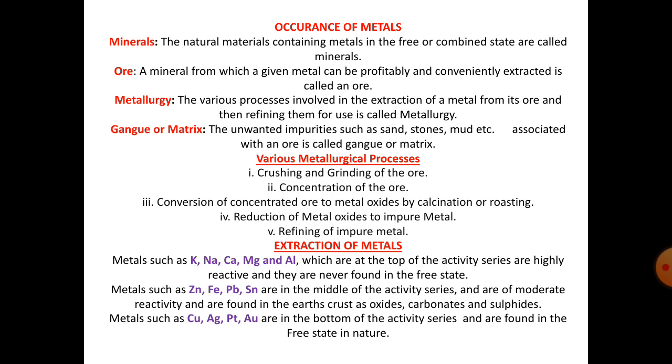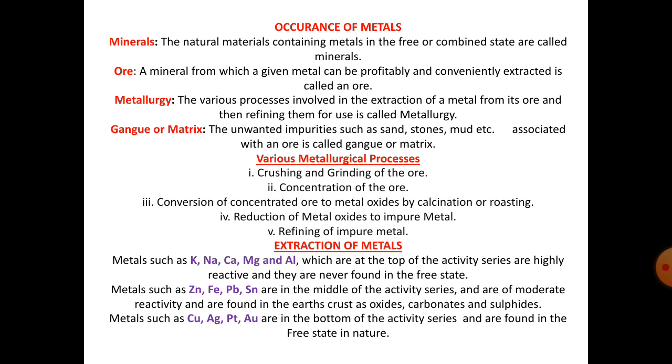The next term which we should understand is called gangue or matrix. The unwanted impurities such as sand, stones, mud, etc. associated with an ore are called gangue or matrix.